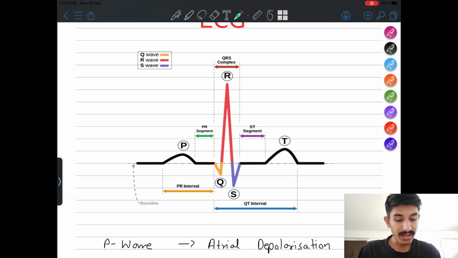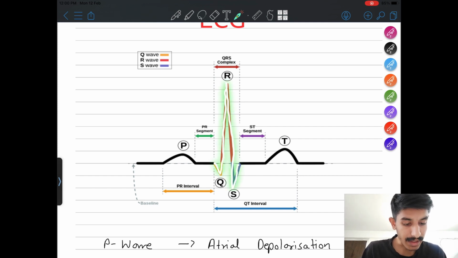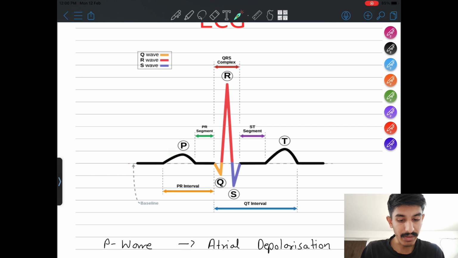The first thing is this line. This is the isometric line, or we can say baseline. The first upward elevation is known as the P wave. After the P wave, it will go down and again go up, and again come down like this. We call it the QRS complex. So these are the P wave, Q wave, R wave, S wave and T wave. These are the 5 waves.